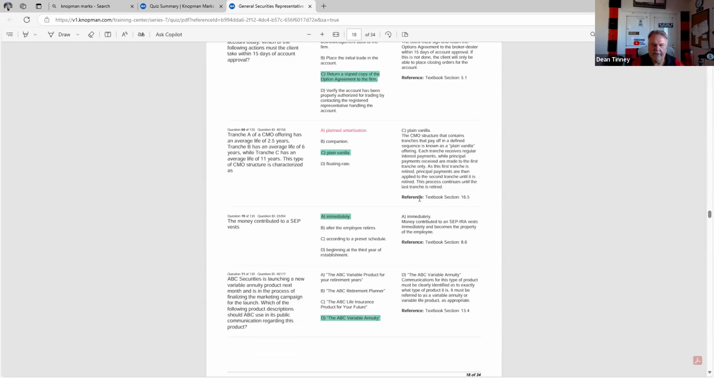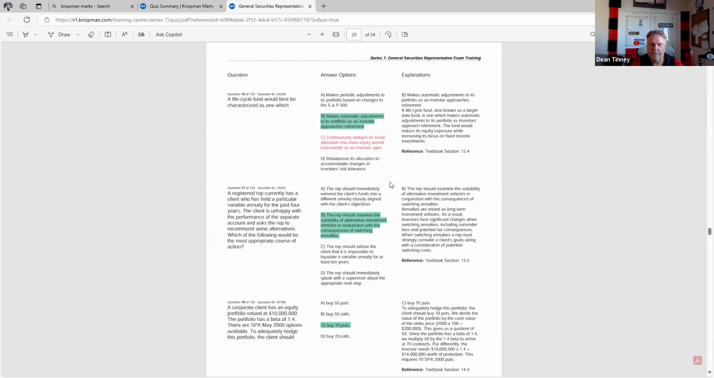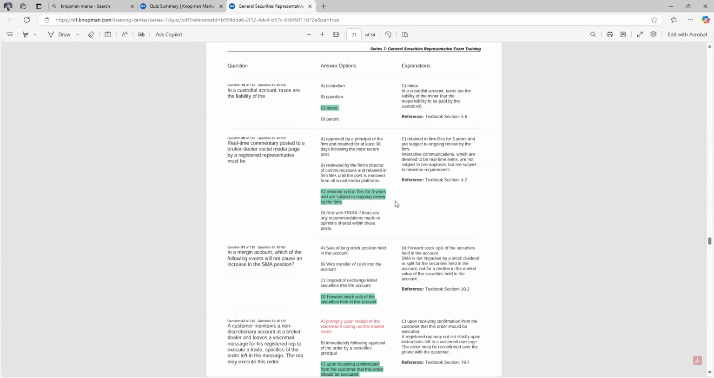Plain vanilla transfer, as let's see. The CMO structure that contains payoff in a defined sequence is known as plain vanilla. Okay, who cares? When I say who cares, I mean for test purposes. How do we make the investor approaches retirement? So it's not their entire life, it's the retirement age. Retirement. Yeah, that's the target date. Darn.